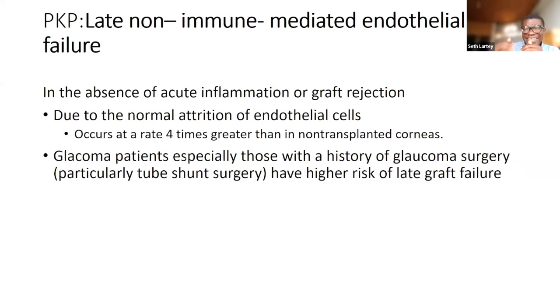Now, there's the late endothelial failure, which is non-immune. That is a result of the normal attrition of endothelial cells that occurs amongst all of us. But among transplanted patients, this occurs 4 times faster than in a non-transplanted cornea. That's why you need to have a high count to start with, more than 2,000. Otherwise, eventually down the line, you are going to have a non-immune endothelial decline, which is faster than in non-transplant patients, and your transplant is going to fail.